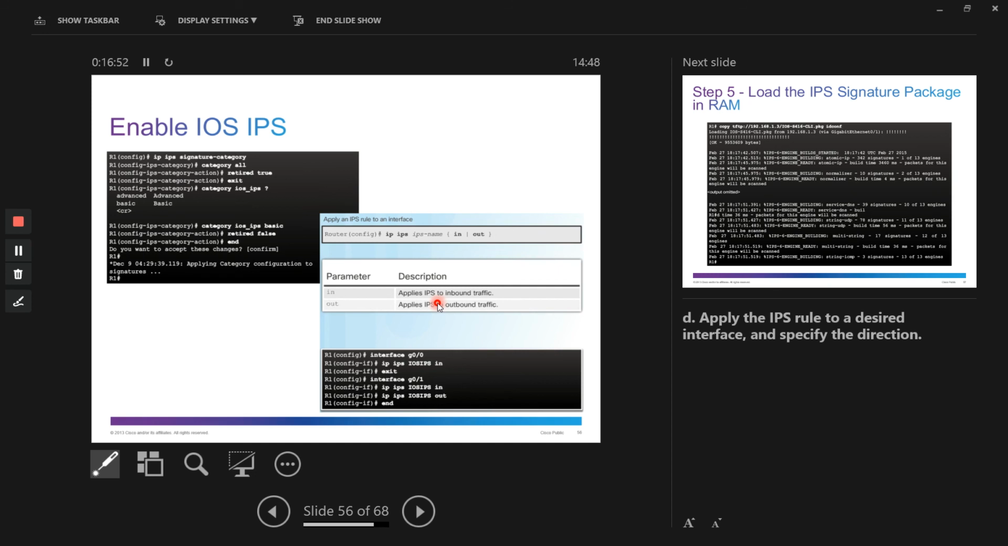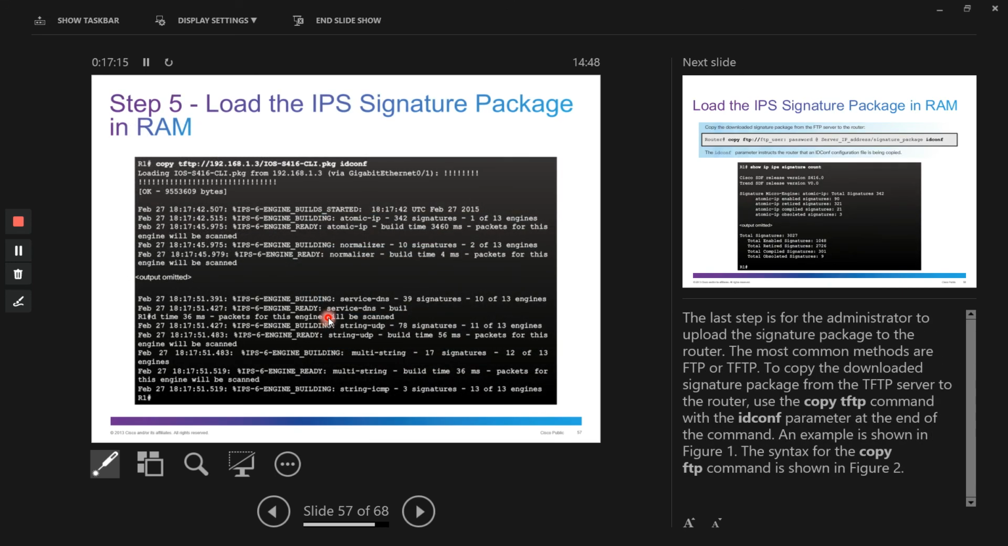And then finally, we're going to enable iOS IPS. We have looked at this one before. You have to run the command ip ips name, with two parameters, in and out. In means apply IPS to inbound traffic, out means apply it to outbound traffic. And then load the IPS signature package file in RAM.